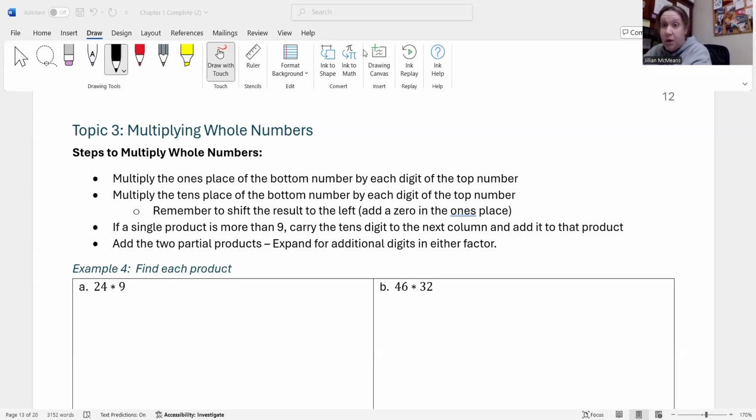For topic 3, we're going to go ahead and start talking about multiplying whole numbers. We're going to look at the actual process, and there are a couple of little things to remind you of and just make note of. First of all is calculator usage.